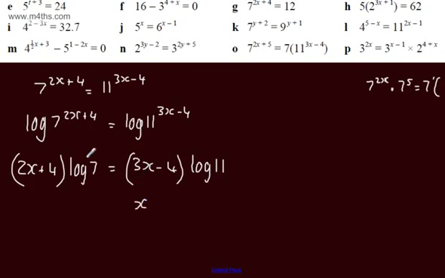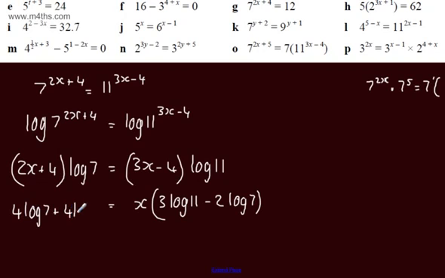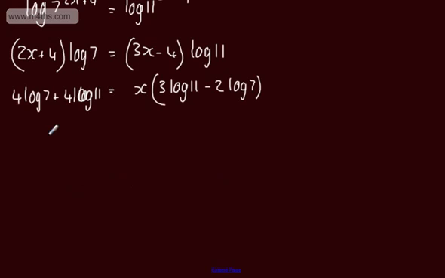You should expand it, and if you're in an exam, show full workings. So what I'm going to have is x times 3 log 11 minus 2 log 7, and this is the lazy way round, and that's going to give me now 4 log 7, and then we're going to have plus now 4 log 11. So all I'm going to do now to solve for x is simply divide through by the content of the bracket and evaluate that and give my answer to 3 significant figures.